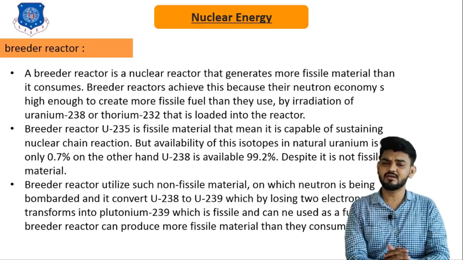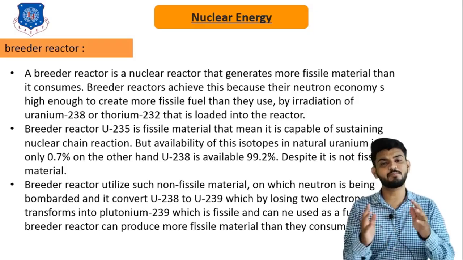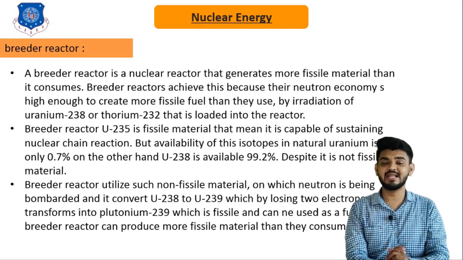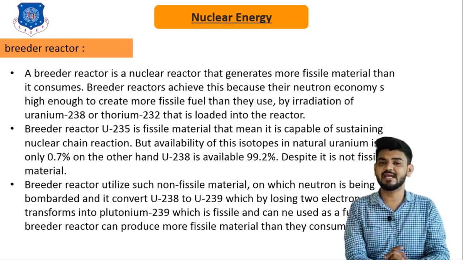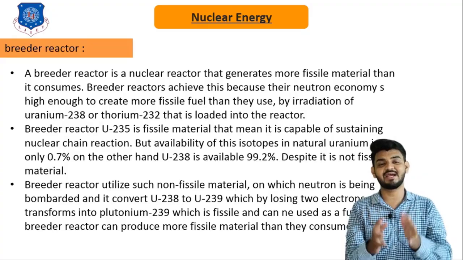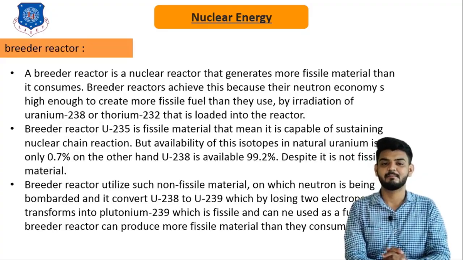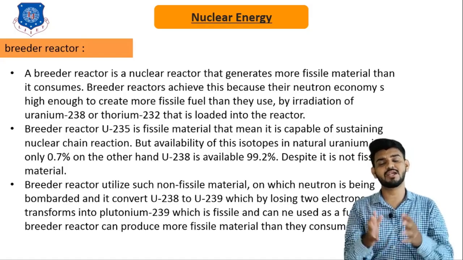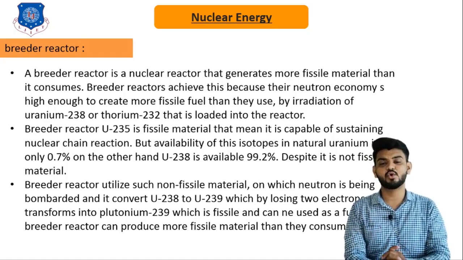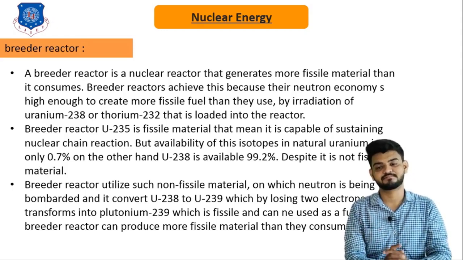So the whole process is about generating the fissile material that can undergo the nuclear reaction and generate heat energy to produce electricity, by irradiation of uranium-238 or thorium-232 that is loaded into the reactor.